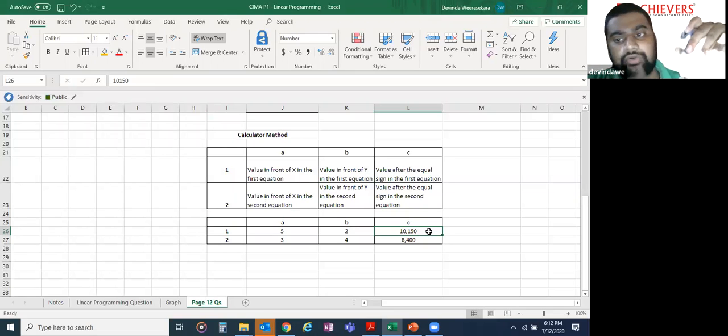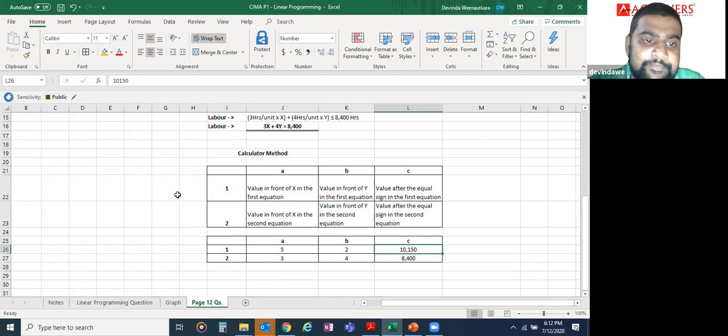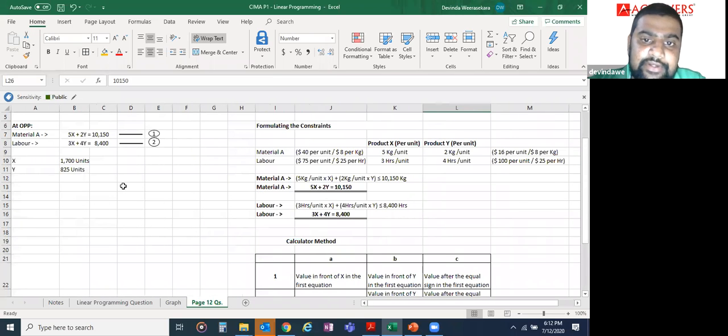Then it will automatically move to A2, type 3 and press equals. Then it will move to B2, type 4 and press equals. Then it will move to C2, type 8,400 and press equals. Now you have entered everything. Now press equal again. The moment you do that, you will see x equals 1,700. Are you seeing that? X equals 1,700. Okay. Again, press equals.